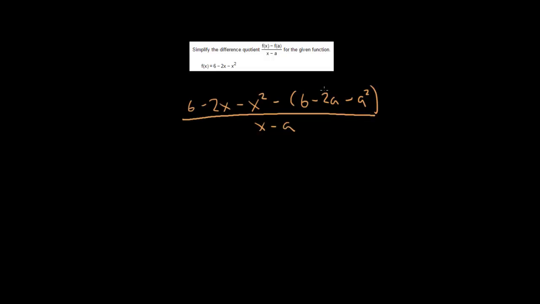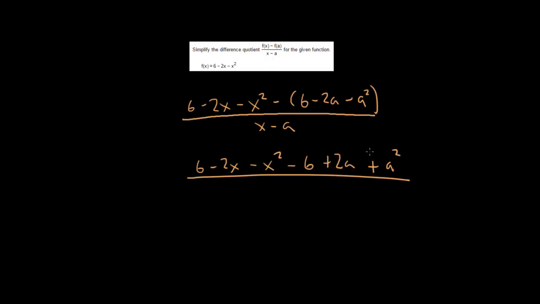Now, that is the difference quotient, but we need to figure out how to simplify it, put it in the simplest terms. So let's distribute that negative sign. Again, big fraction bar, 6 minus 2x minus x squared minus 6 plus 2a plus a squared. Double check everything, make sure we distribute that negative sign correctly. Yeah, we look good. We have a negative 6 and a positive 6. Let's cross those out. Those cancel. We still have an x minus a on the bottom.